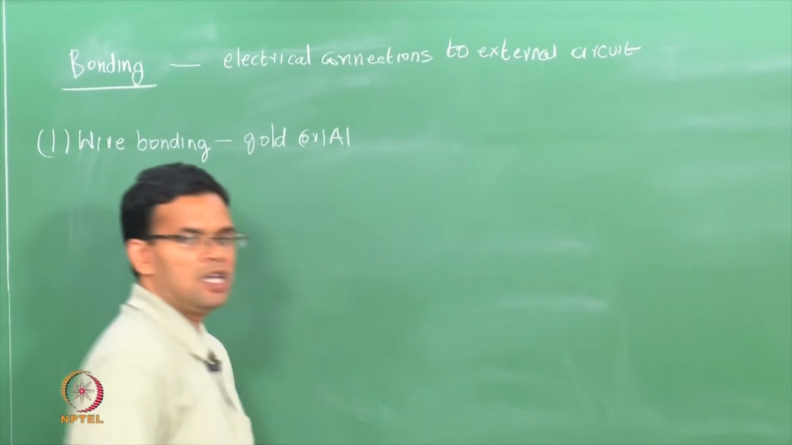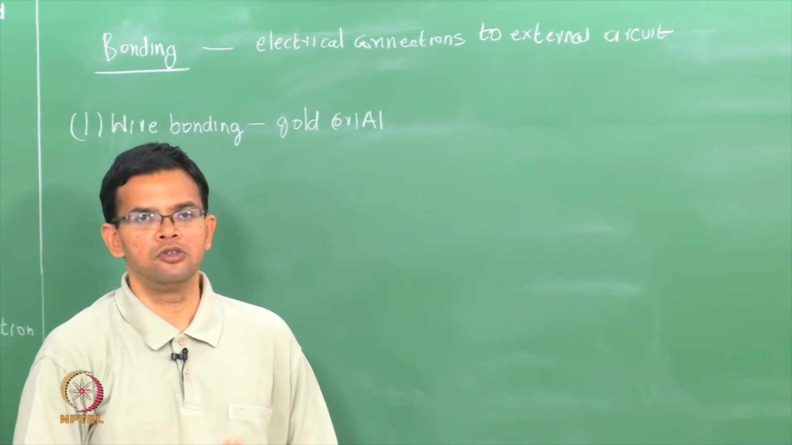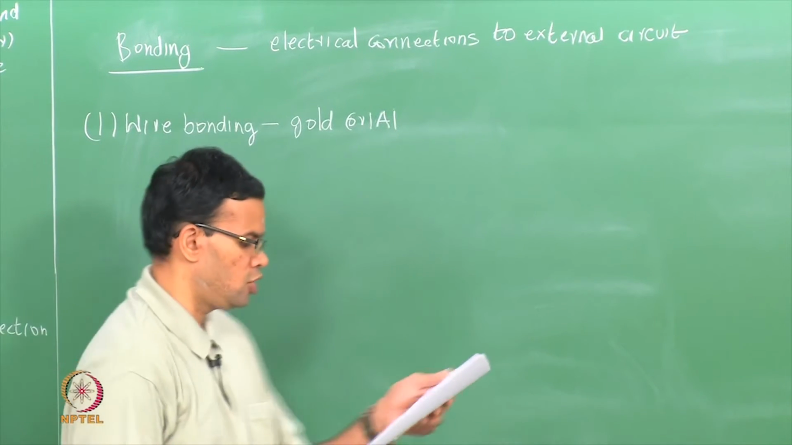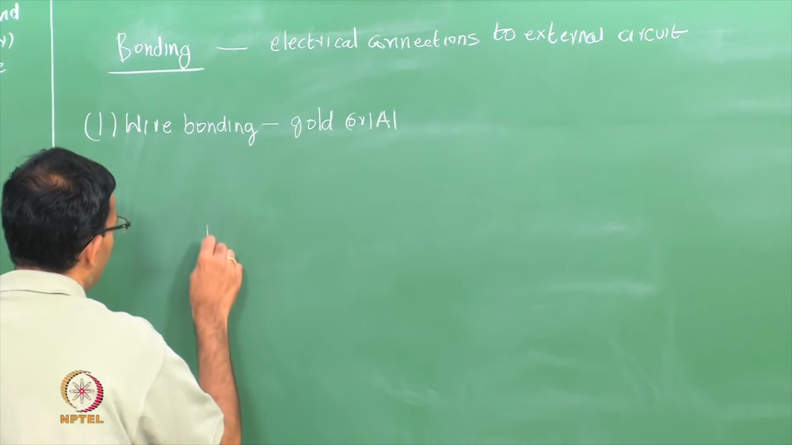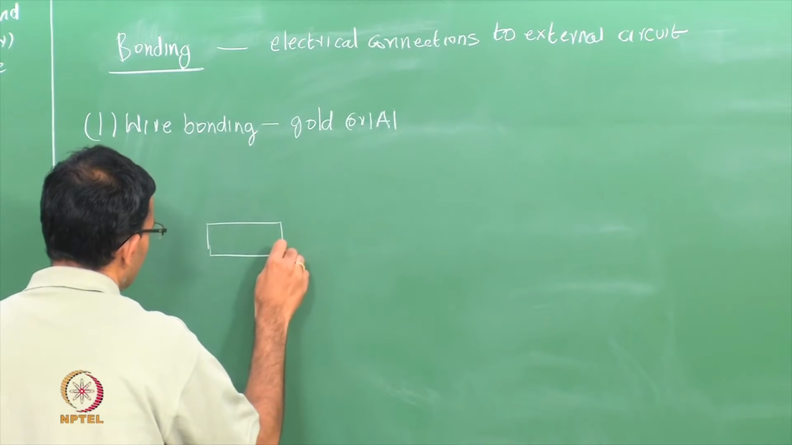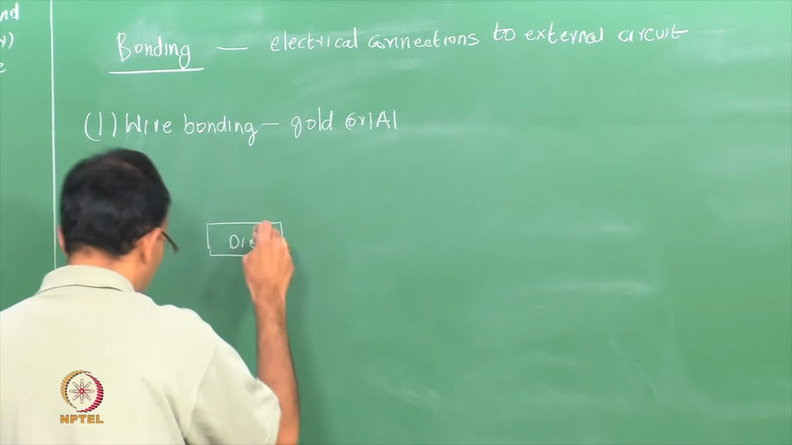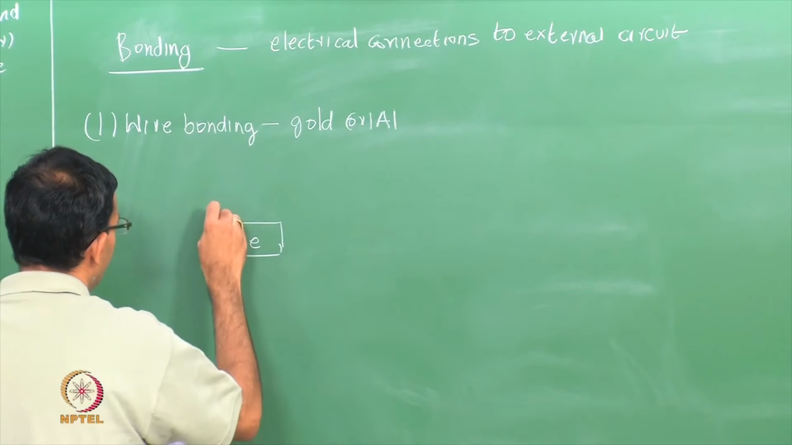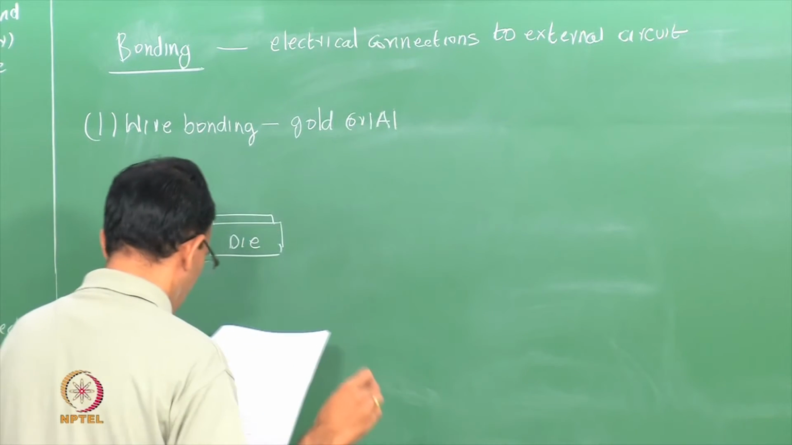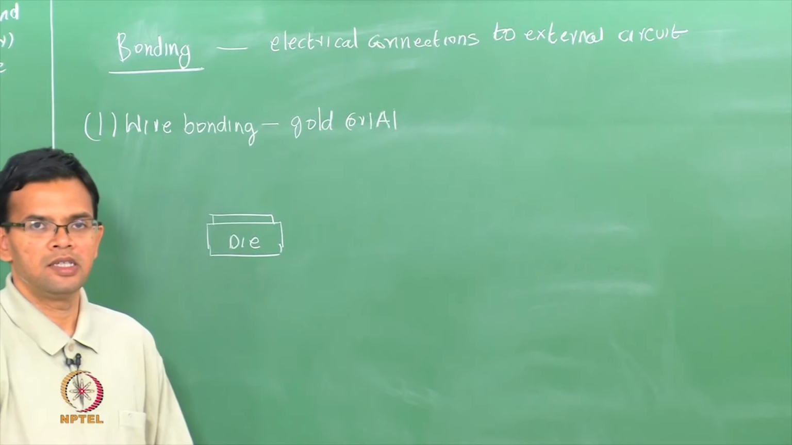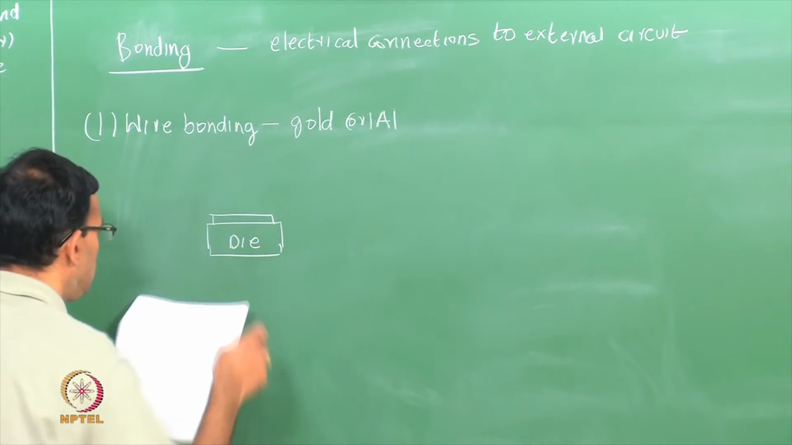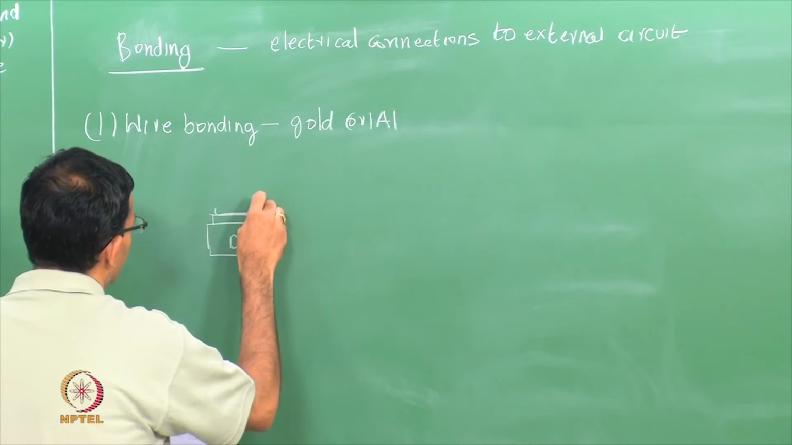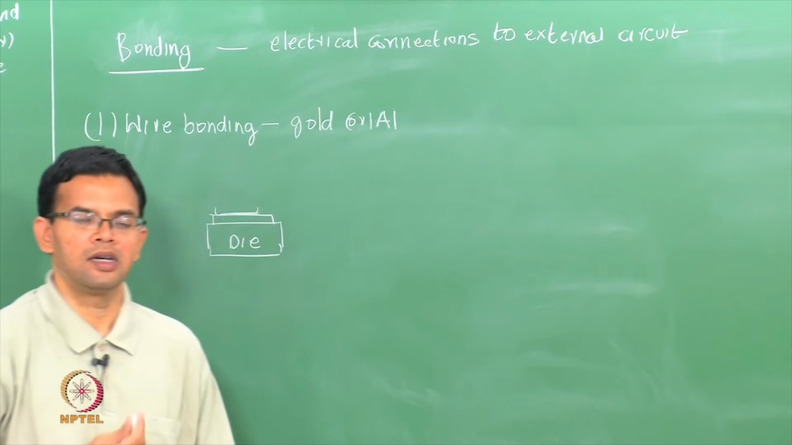So, in this case either gold or aluminum is used to form the electrical connections. To give a schematic of this, here is your die, and there is a pad for essentially making the electrical connection. So, that goes to how the metallization occurs.